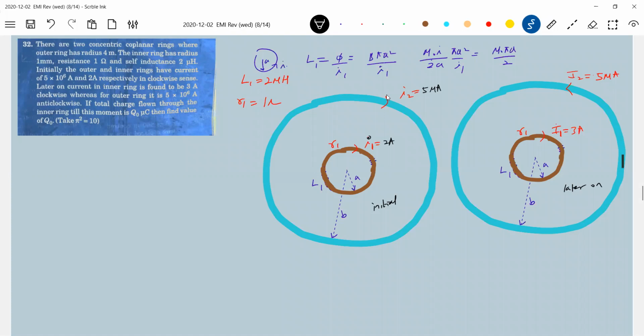Current, sir. That I2 is I2. Micro, no? Micro means 10 to the power of minus 6. Oh, mega, right? Yeah, 10 to the power of plus 6. I didn't see. Okay.